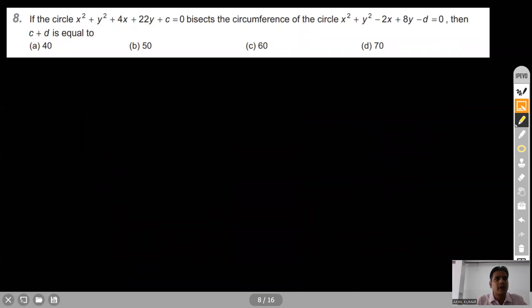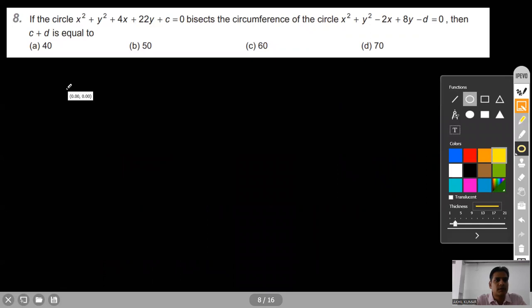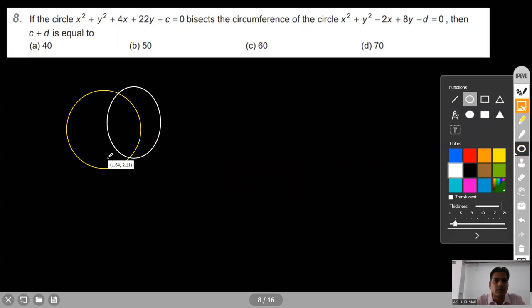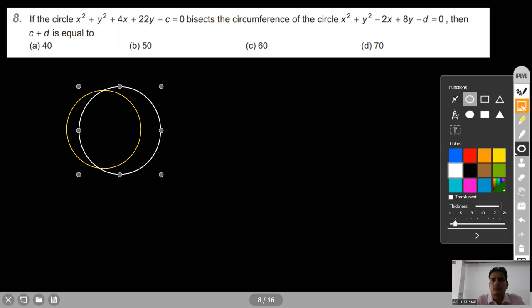It is saying, if the circle x square plus y square plus 4x plus 22y plus c equal to 0 bisects the circumference of this circle, then c plus d is equal to. So one circle is there which is bisecting the circumference of the other circle. So I have drawn this circle, and I'm drawing one another circle. And I'm joining these two points, which is the diameter of this.